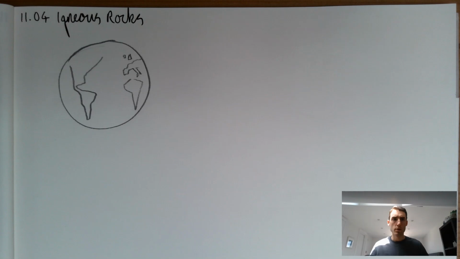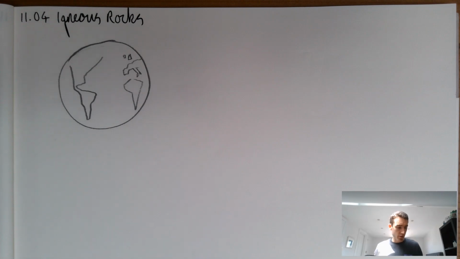Hi everyone, welcome to this video on lesson 4 of the Earth and Climate scheme of work. This lesson is on igneous rocks and it's really building on what we did in the previous lesson, which was looking at constructive plate boundaries and what happens in places like the Mid-Atlantic Ridge.